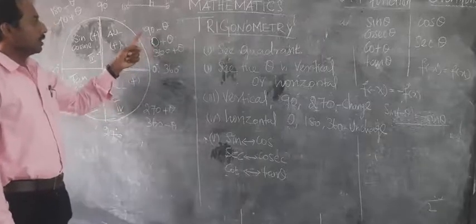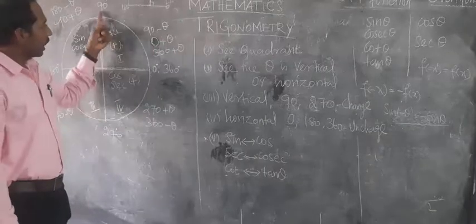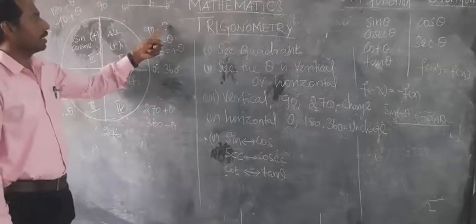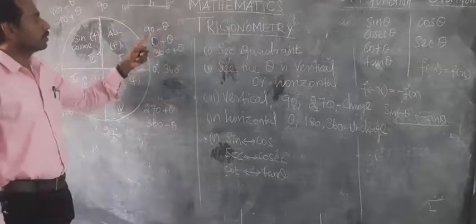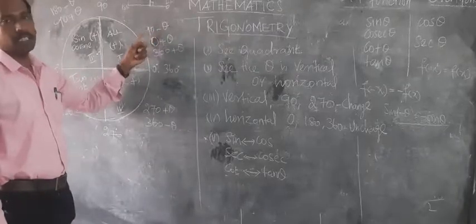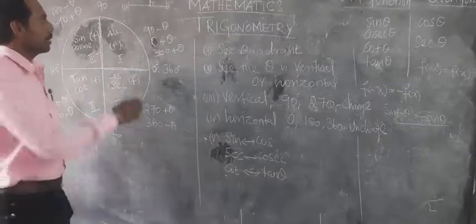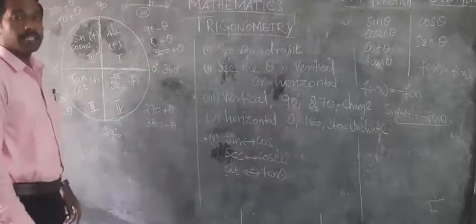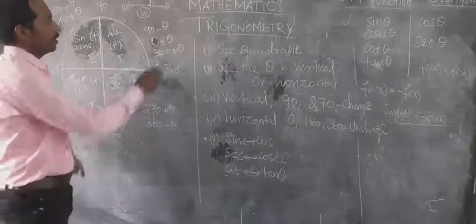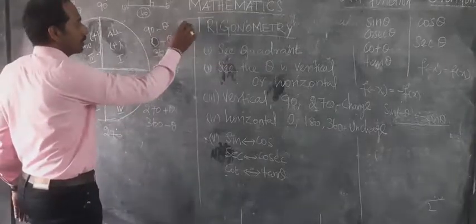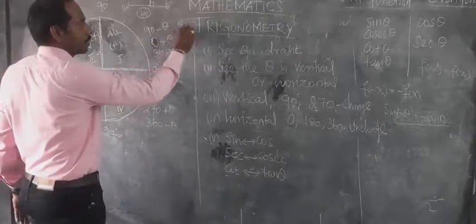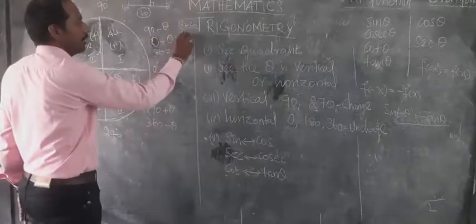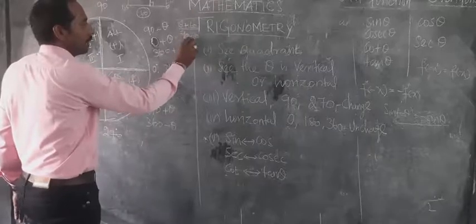And also, one more way: from 90 degrees you can decrease. For example, if theta is 30 degrees, then 90 minus 30 you can get 60. For example, for 60 degrees, how can you write it? You can write 0 plus 60, or otherwise 90 minus 30. So what is 90 minus 30?